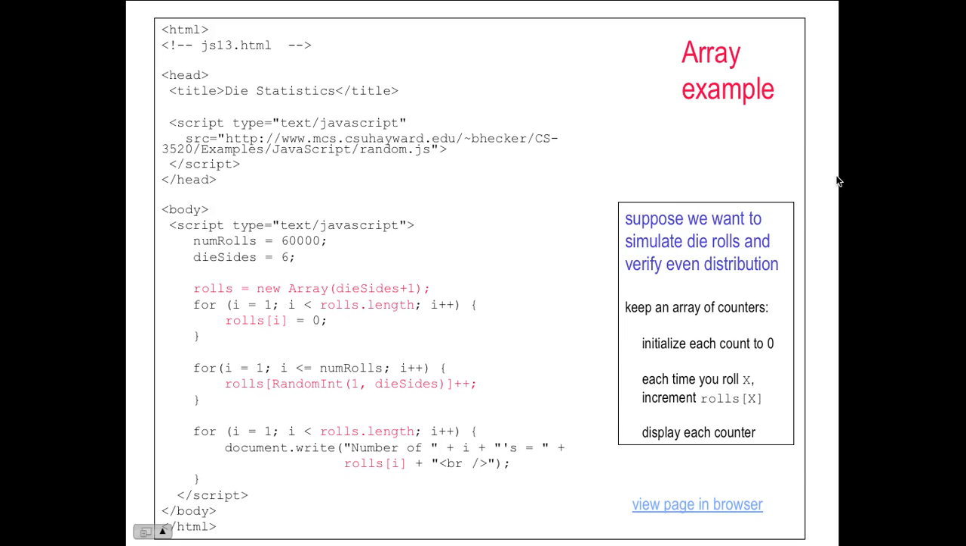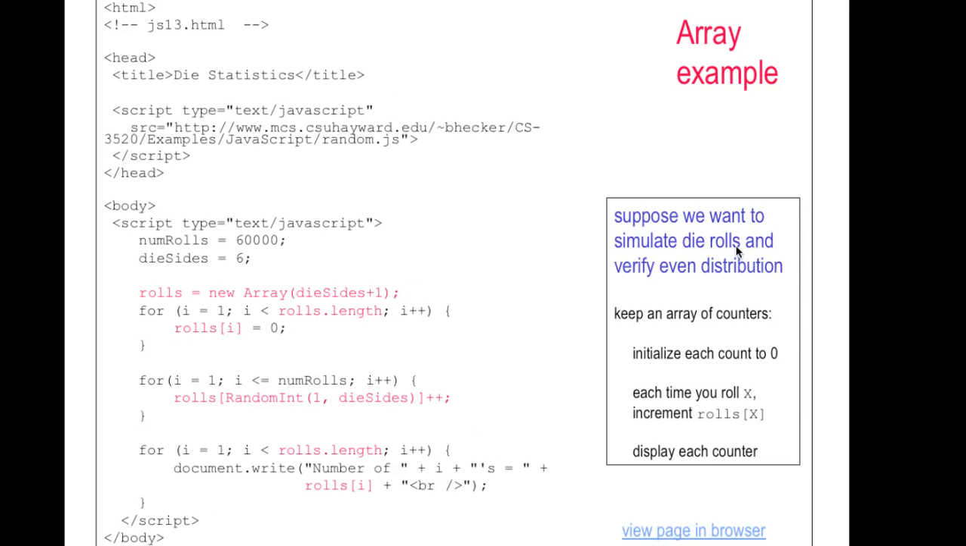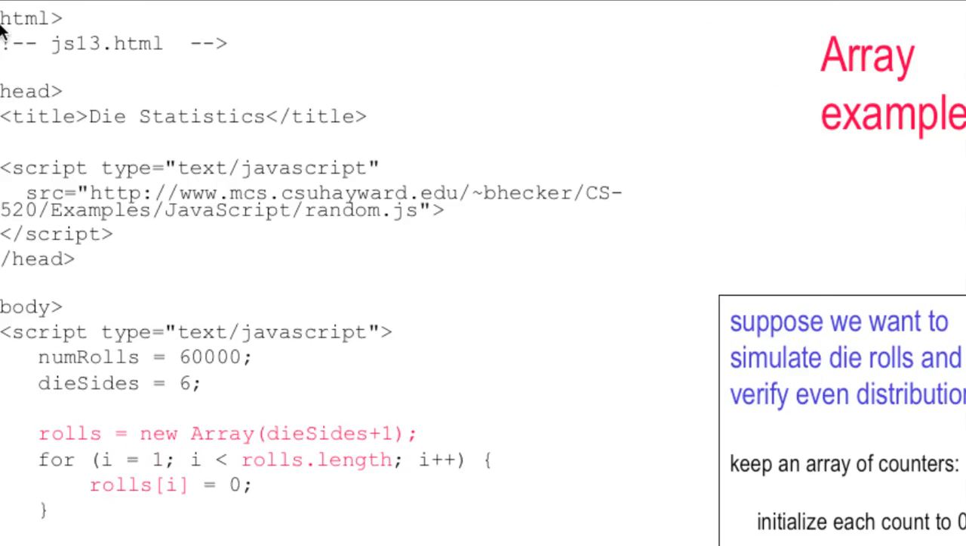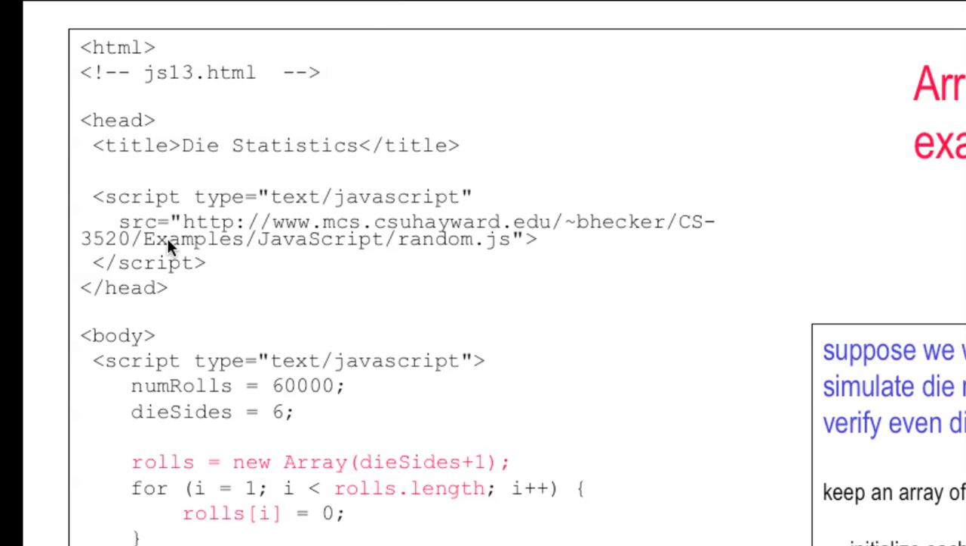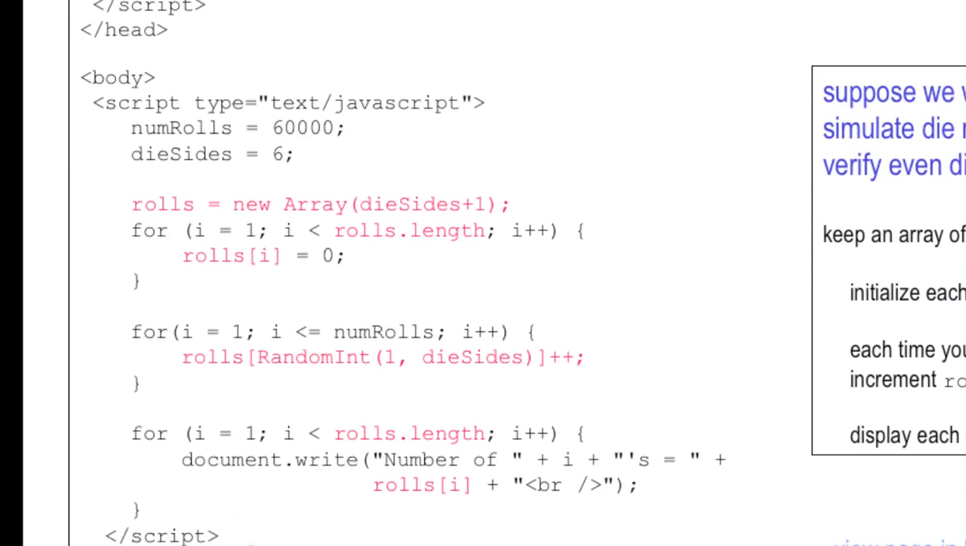So suppose you want to simulate the die rolls and verify an even distribution. You can keep an array of the counters and then initialize the counters to 0, and then each time you roll an X, increment rolls[X] and display each one of the counters. So let's take a look here. We're going to put it in a file. We're going to use that random.js file that we had before. And remember, this is easy because we can just include it in the head section, and then just call it down here.